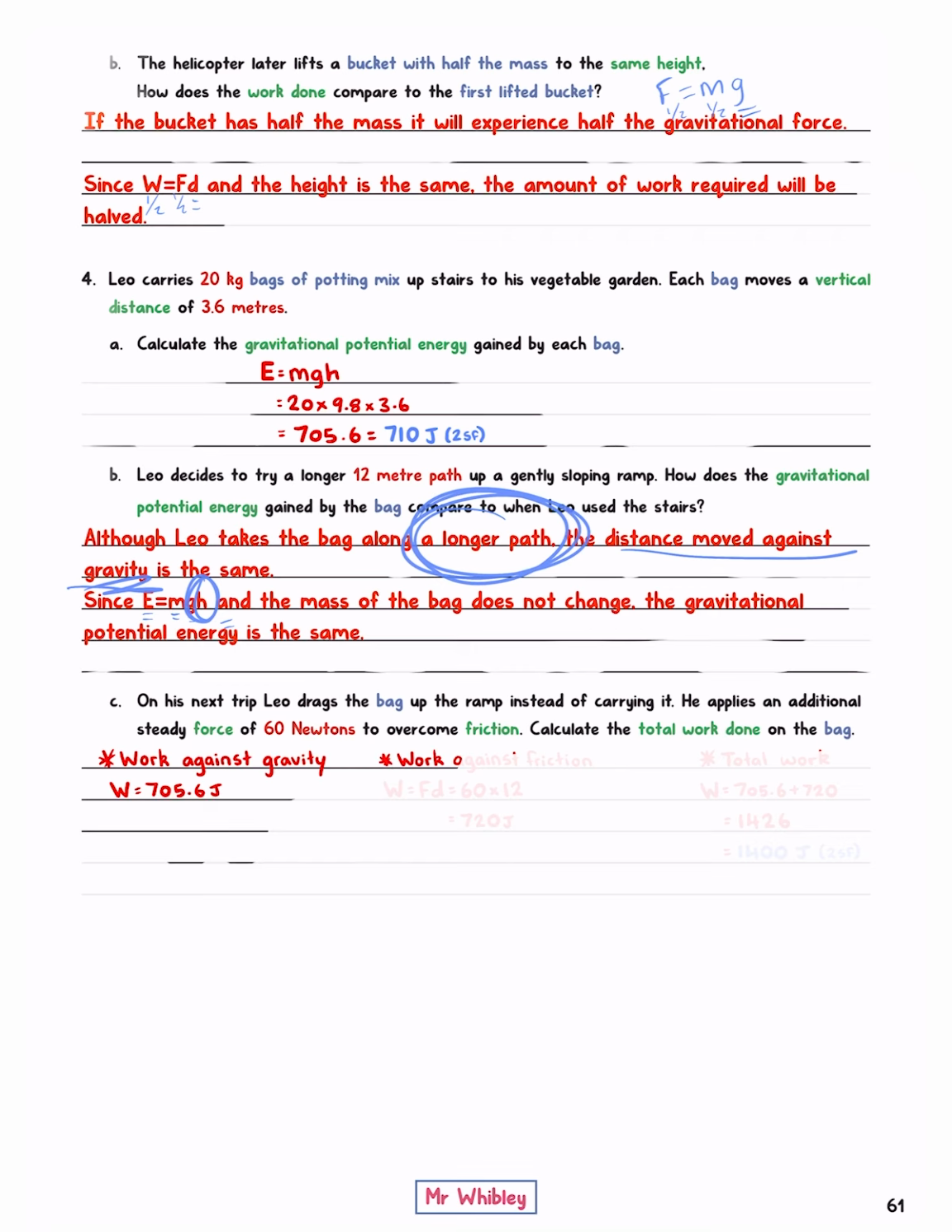The work done against friction is going to be the force times distance, where the force is 60 newtons, and the distance over which it's applied is our 12-meter long ramp, which gives us 720. The total work done is just the sum of these two works, which is 1,426 or 1,400 joules to two significant figures.